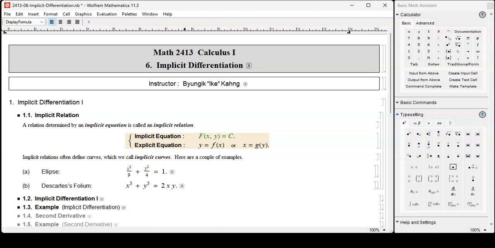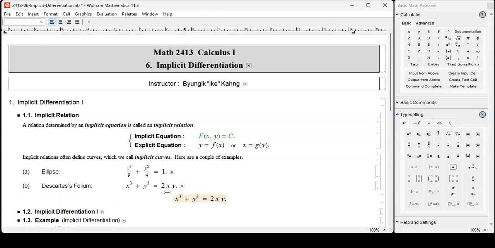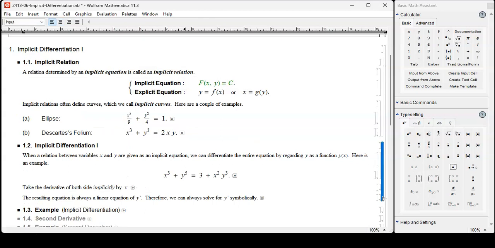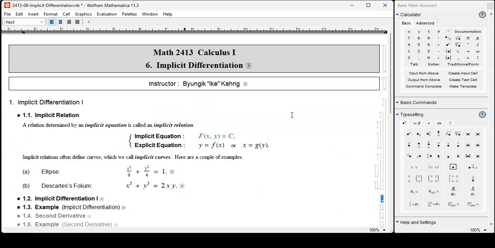x and y are intertwined and the right-hand side is constant. Here's a prime example: an expression of x, y, and then the right-hand side is constant 1. How about the next example here? Is this an implicit equation? Yes, it is. If I subtract 2xy to the other side, then you're going to get an expression of x and y equals some constant 0. So yes, this is also implicit. And then how about this one? Well, that is left to the students.